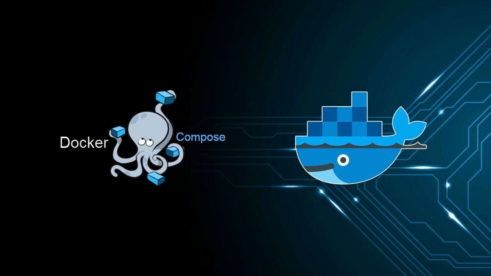3. What is a Dockerfile? A Dockerfile is a text document that contains instructions for building a Docker image. It specifies the base image, environment variables, installation steps for dependencies, and the final command to execute when the container runs.